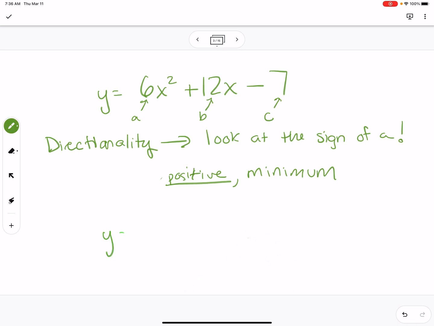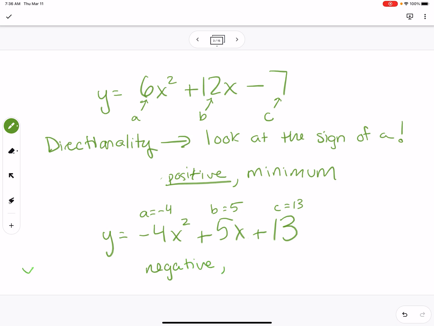Let's say I have y equals negative 4x squared plus 5x plus 13. We pick out our A, B, and C. Our A in this case is negative 4. Let me actually write that above: A equals negative 4, B equals 5, and C equals 13. Since our A value is negative, that means we have negative directionality. And because we know how a graph of a negative parabola looks, we know our vertex must be a maximum.